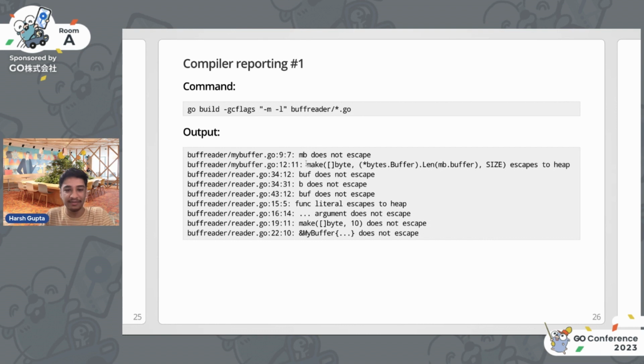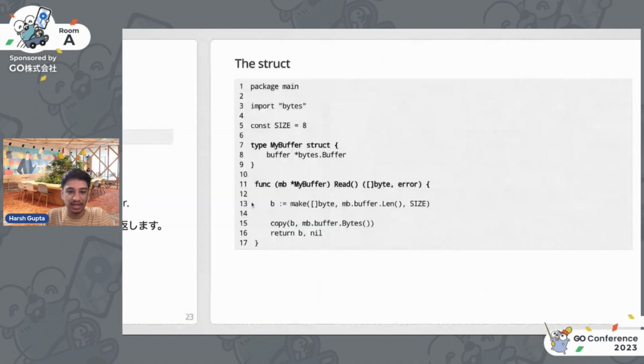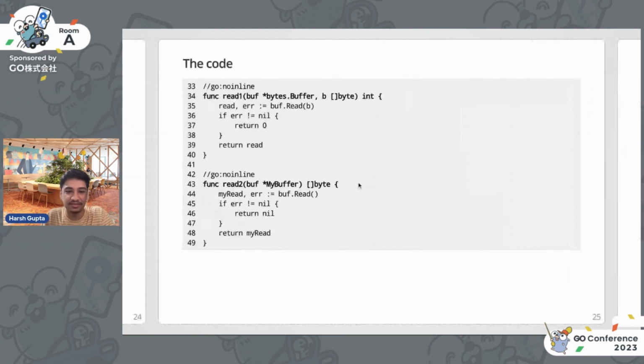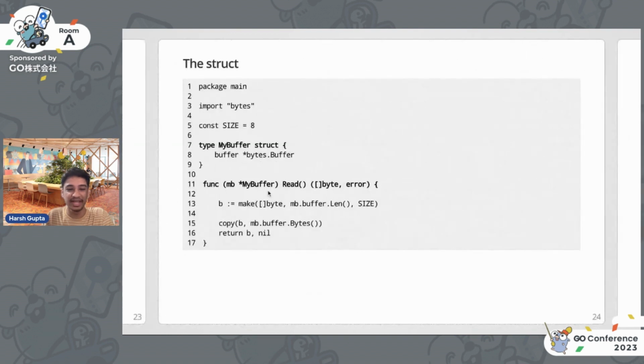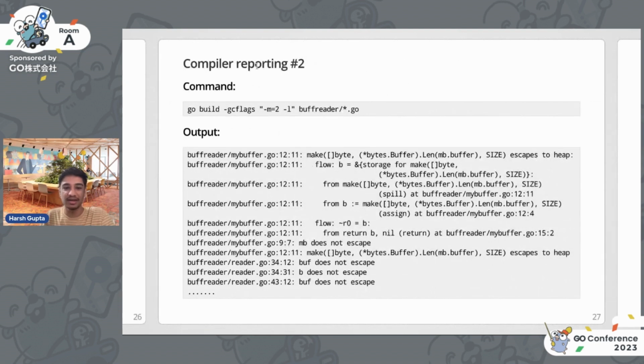So what it prints is that this slice escapes to heap on line 12. So this one, sorry, yeah, this one is going to escape, and then b does not escape. So this one does not escape. So the function I created is going to escape the slice that I'm declaring here in this function. So it's not good.